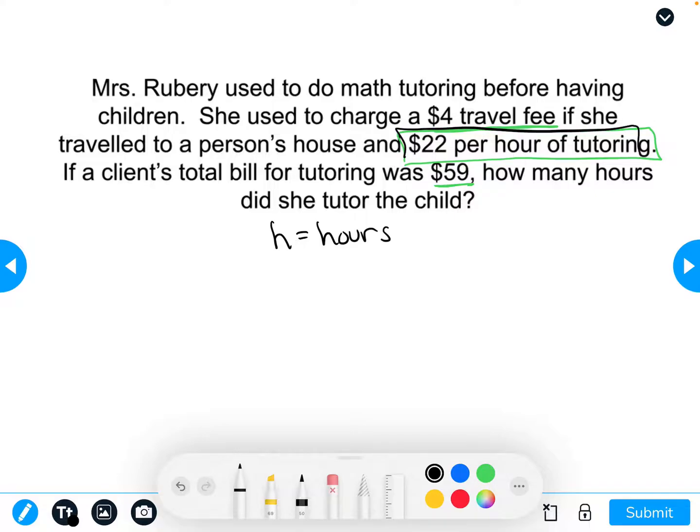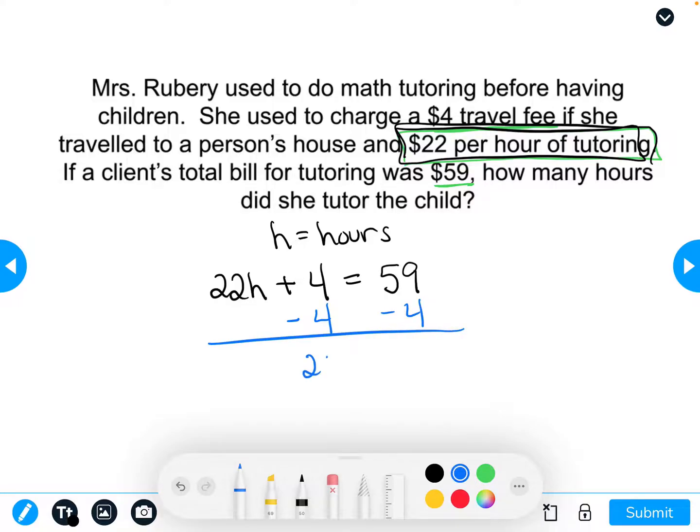And it was $22 per hour, which means that I'm multiplying 22 times the number of hours. But I also charged a $4 travel fee. So I'm going to add an additional $4 and need to figure out how to make $59 with that. So $22 per hour and an additional $4 travel fee. Isolate the variable by using inverse operations. I'm going to get rid of my constant first by subtracting 4. So that's going to give me 22H is equal to 55.